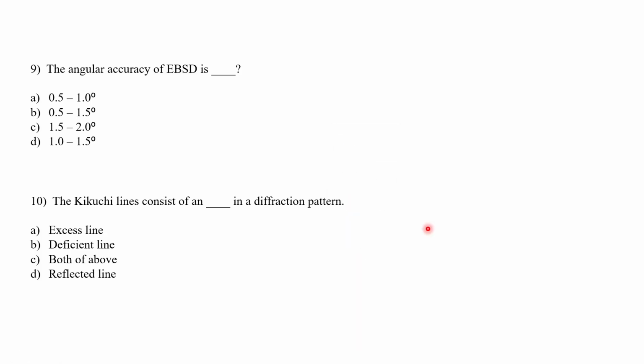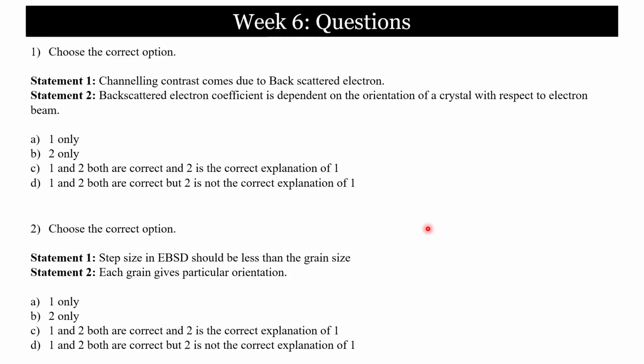Then I have certain other questions which we will try, and then we will understand EBSD much more clearly. So choose the correct option. I have some statements and you need to tell which statement is correct, and whether it is the explanation of the previous one or not. So statement 1 says that the channeling contrast comes due to the backscattered electrons. This is basically the channeling contrast which is coming due to the backscattered electrons. So this statement is very much correct.